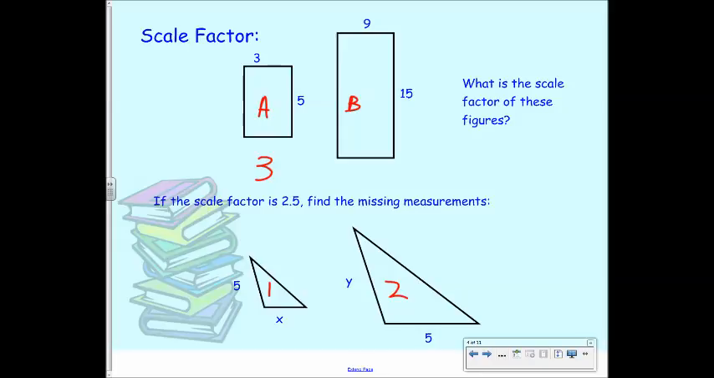Okay, and it says if the scale factor is 2.5, how could you find the missing measurements? 5 times 2.5, and then what would you do here? Divided by 2.5, good. Okay, so 5 times 2.5 is what? So y is 12.5, and then what's x? 2. Good. All right, so this is an enlargement, but we have to apply it either using multiplication or division because here we're looking for a smaller side and here we're looking for a bigger side.